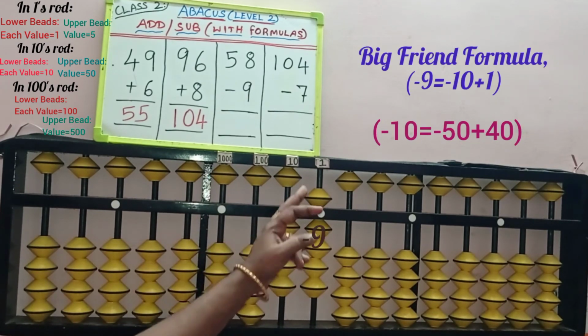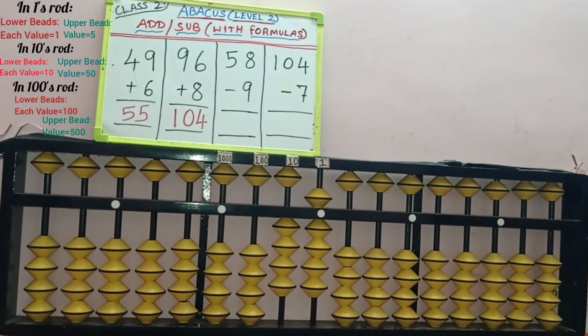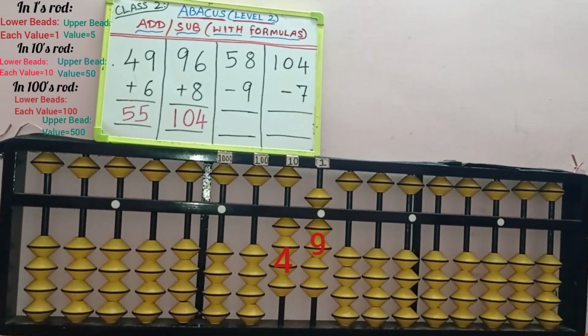Hence 9 is subtracted from 1 start with the help of big friend formula. Minus 10 plus 1. Okay. Sum is completed. Now check the answer. In 10's place 4 bits are there. In 1's place 9 bits. So 49 is the answer.